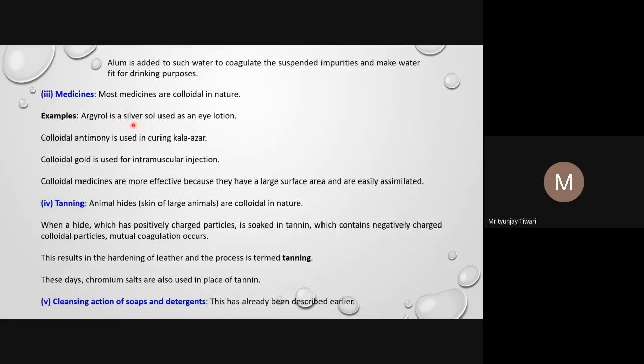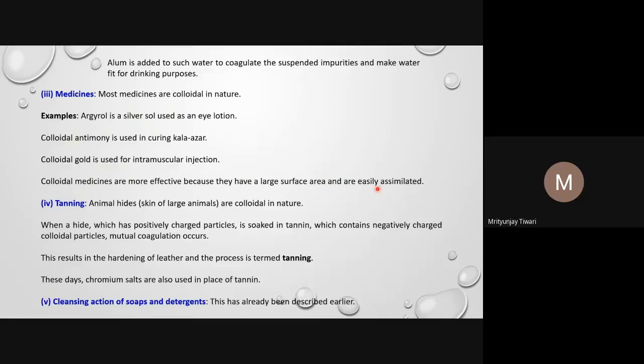So Argyrol is a silver salt, where the colloidal particles are silver. This is used in eye lotion. Colloidal antimony is used in curing kala azar. Colloidal gold is used for intramuscular injections. Colloidal medicines are most effective because they have a large surface area and are easily assimilated.